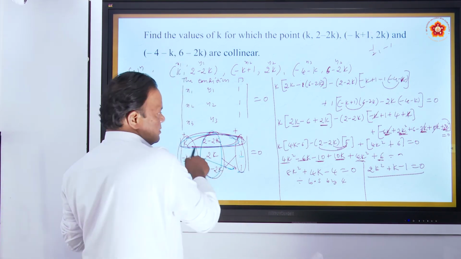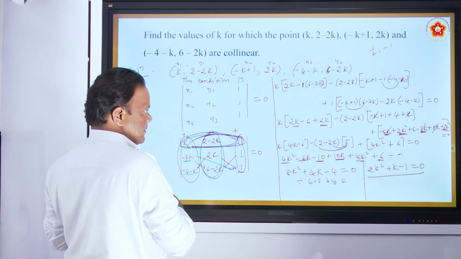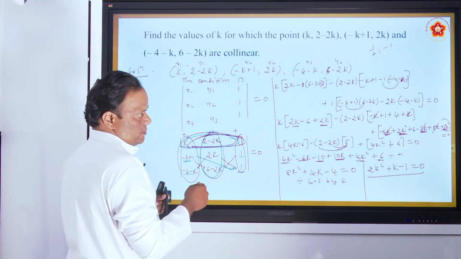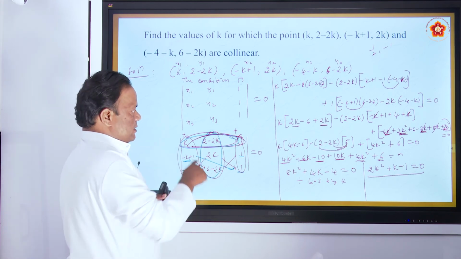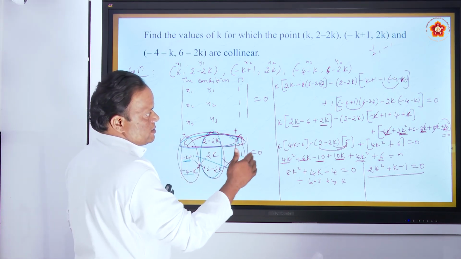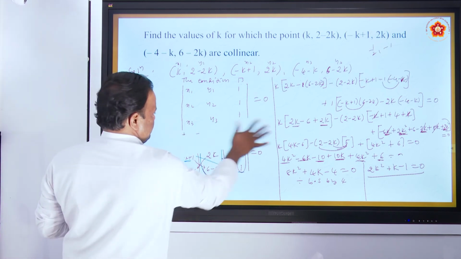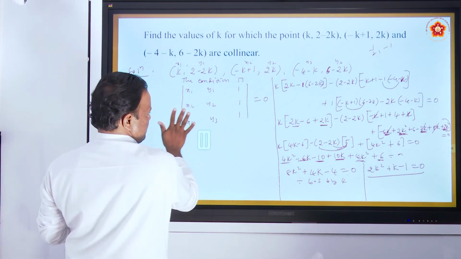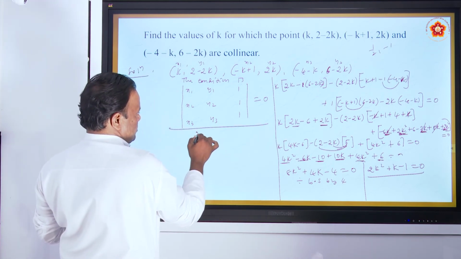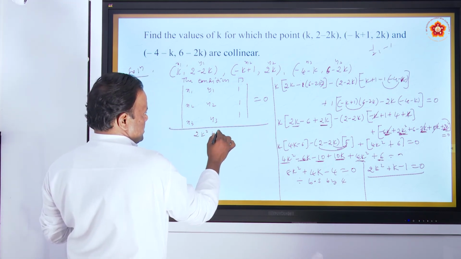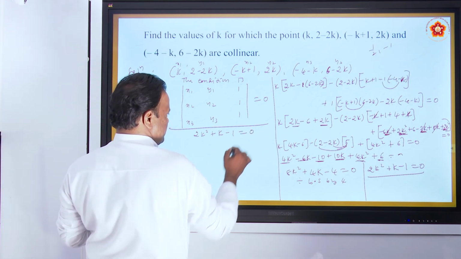So may I erase this one? You can write this one. I erase here. I give a little bit, pause the video and take this one all things. I erase here because I need space. Okay. So solve the equation here. What is the equation here? The equation is once again right here, 2k square plus k minus 1 equal to 0.